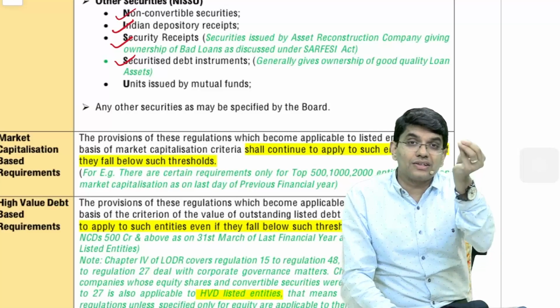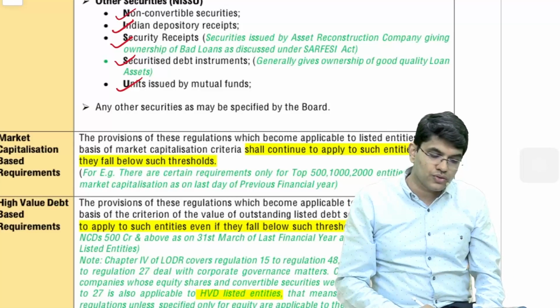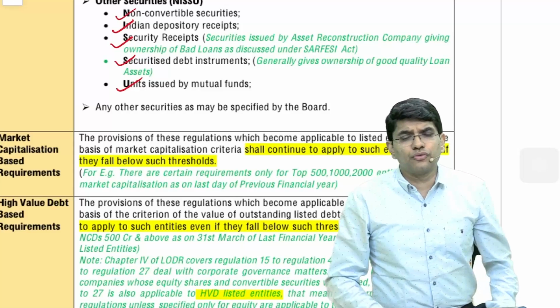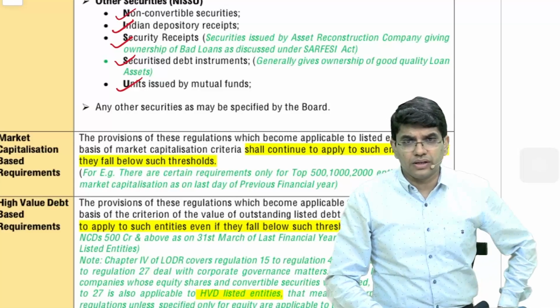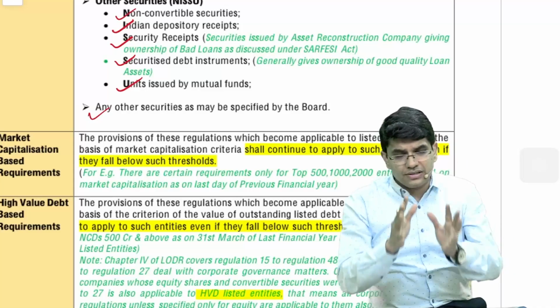If these securities are listed, again LODR will get applicable to such company. Units of mutual fund, U is for units of mutual fund. If units of mutual fund is again listed, LODR will get applicable. Okay. Now let me tell you guys, if these securities are listed, simply there's a list.